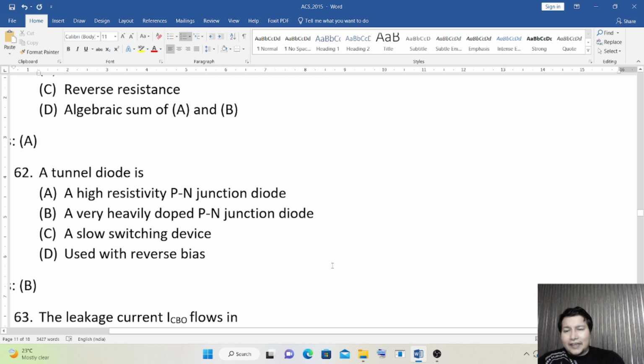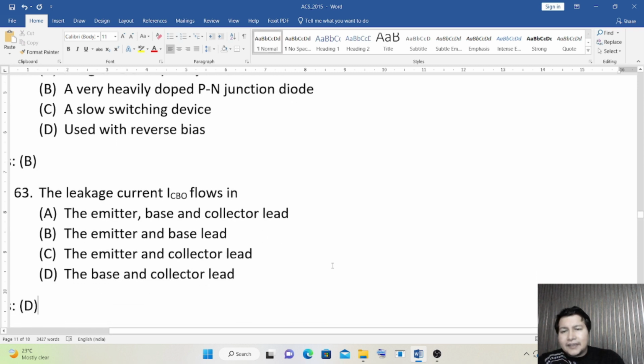A tunnel diode, shortcut diode ebilogor pore eta question praye aha dekha jay. Tunnel diode, shortcut diode ekita sabse beshi important tar upor question ahe praye. So a tunnel diode is a high resistivity PN junction diode, a very heavily doped PN junction diode, a slow switching device, used with reverse bias. So B2 is a correct answer.